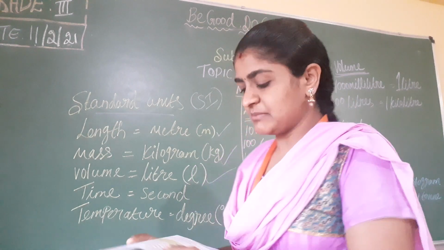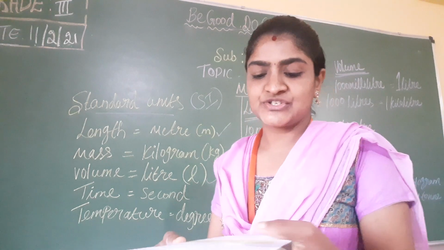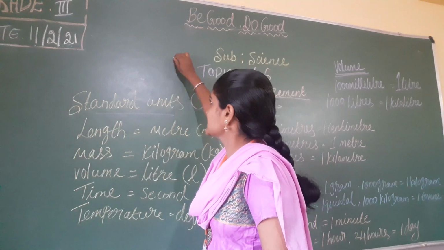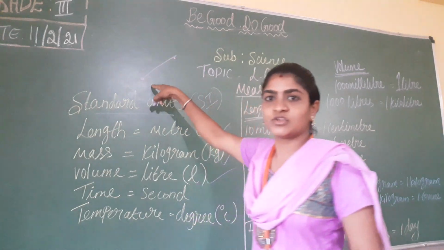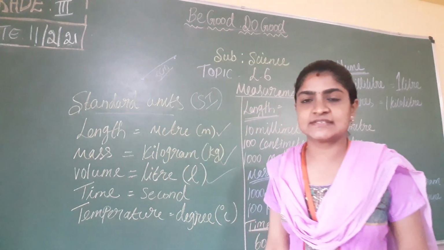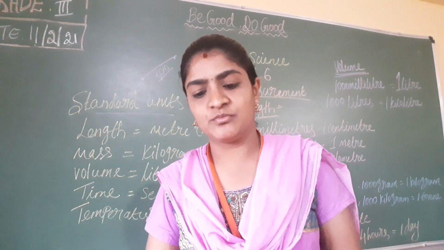See, what is meant by length? Length is the shortest distance between 2 points. For example, if I want to measure these 2 points, I can use a scale and write here 5 centimeter as the answer. Like that I can measure length.